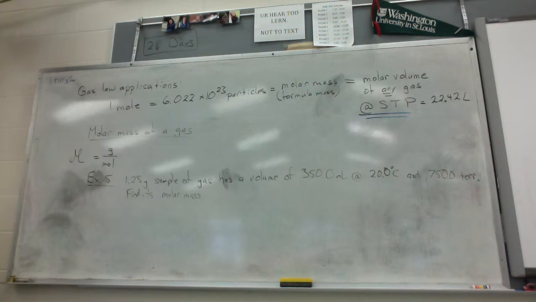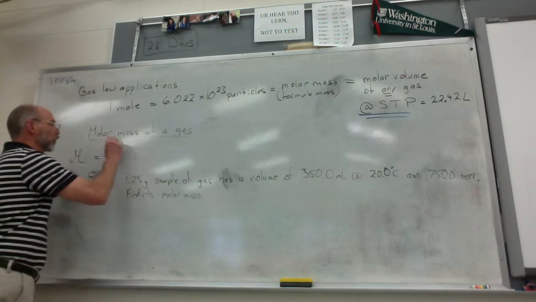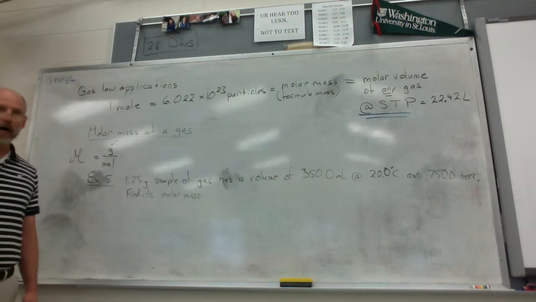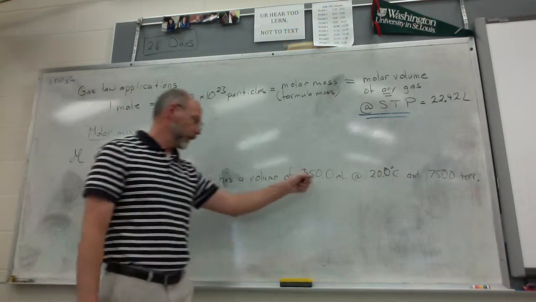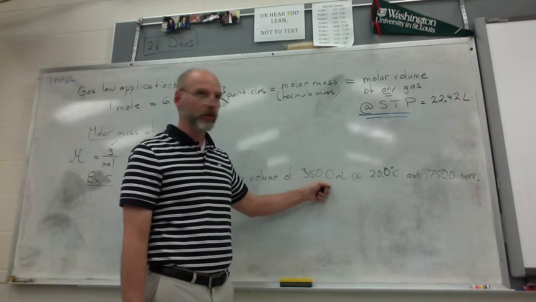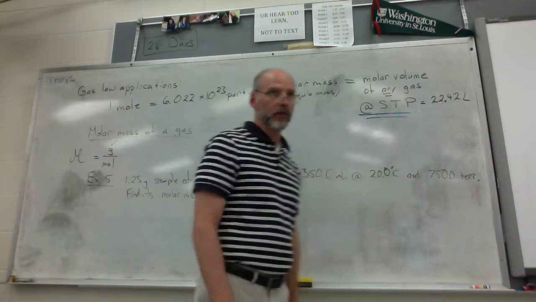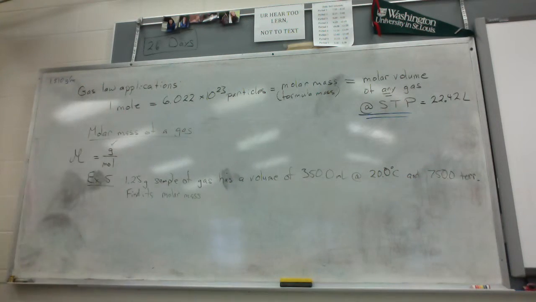Well, once again, what do we need to find molar mass? Grams and moles. Do we have either? We have the grams. We're halfway done with the problem. Well, it looks like we're halfway done with the problem, but we're not. We need to know the moles. All I know about this gas is that we have 350 milliliters at this set of conditions. Can I somehow get to moles from that?